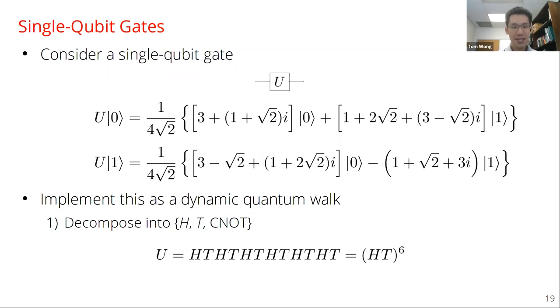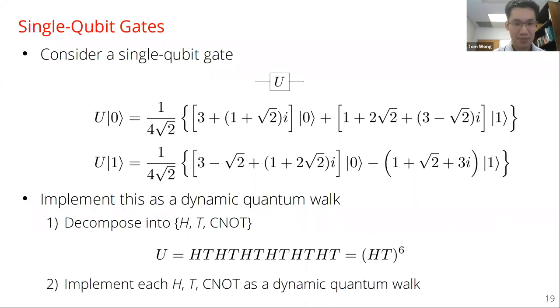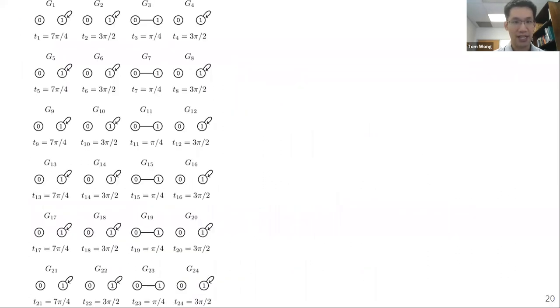Okay, so now that we've decomposed U into a bunch of H and T's, we know how to implement each H and T using the previous results. So we would now implement each of the gates from our universal set as a dynamic quantum walk. Let me show you what that looks like. If you apply H, T, H, T, H, T a bunch of times, this is what you would get. It would take 24 graphs. Basically, this first three is H, this is T, these three are H, this is T. So each row is HT, and you have six rows because it does HT six times. And you see that the total runtime of this is 30 pi, which is 94.25.